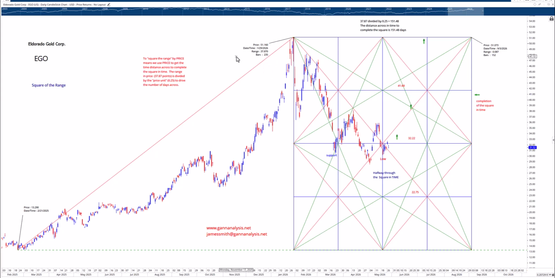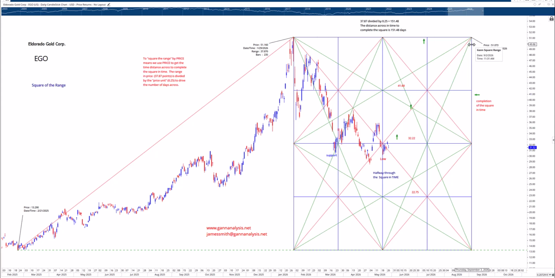So if you're going to square by price, what you're going to do is take that range, 37.87, and divide by the price unit, which is the scale that we chose for this stock of 0.25. So if you do that, here's the math. It comes out to 151.48. So we're using the range in price, divided by the scale of 0.25, to get the number of days, 151 and a half across.